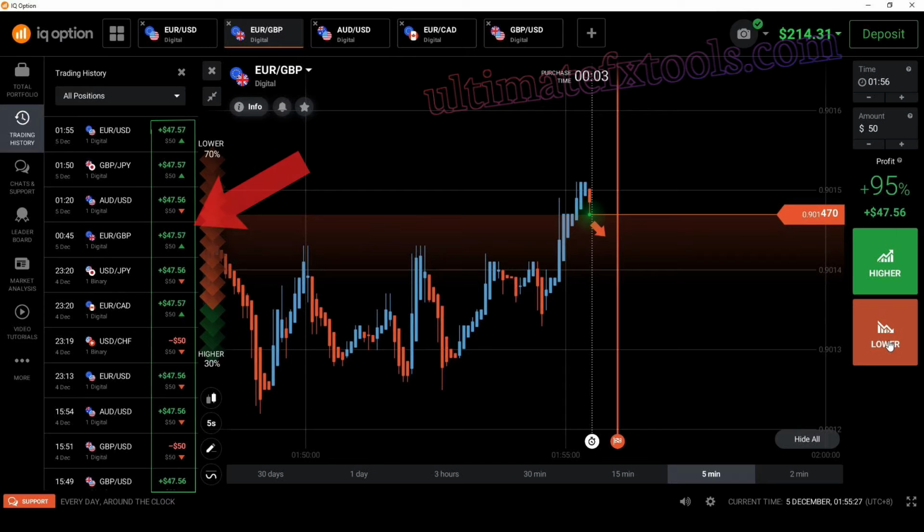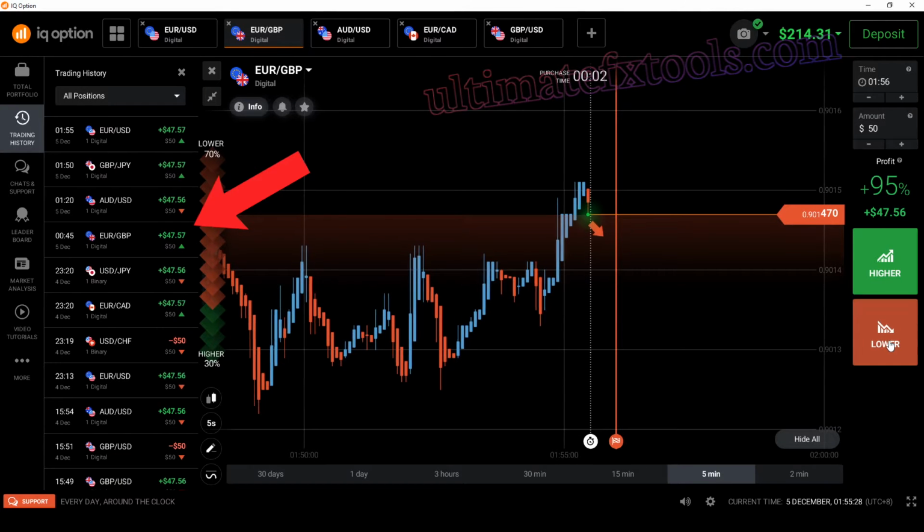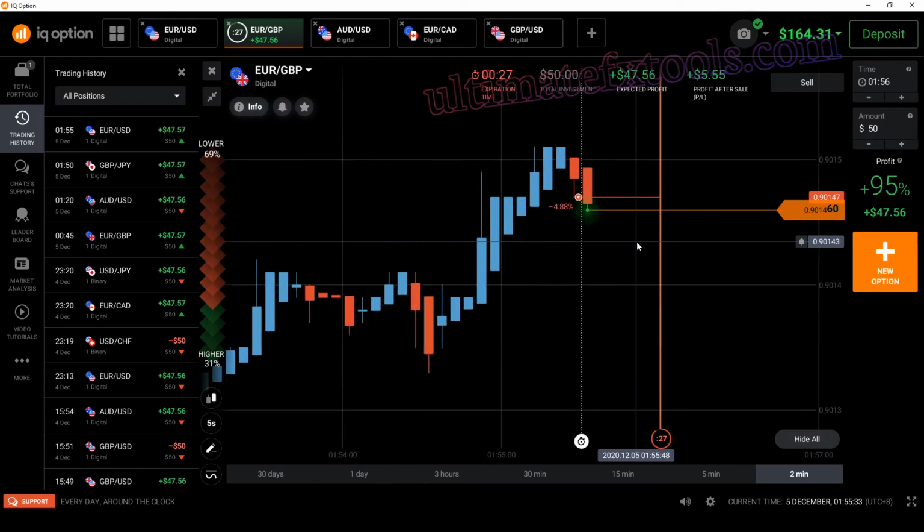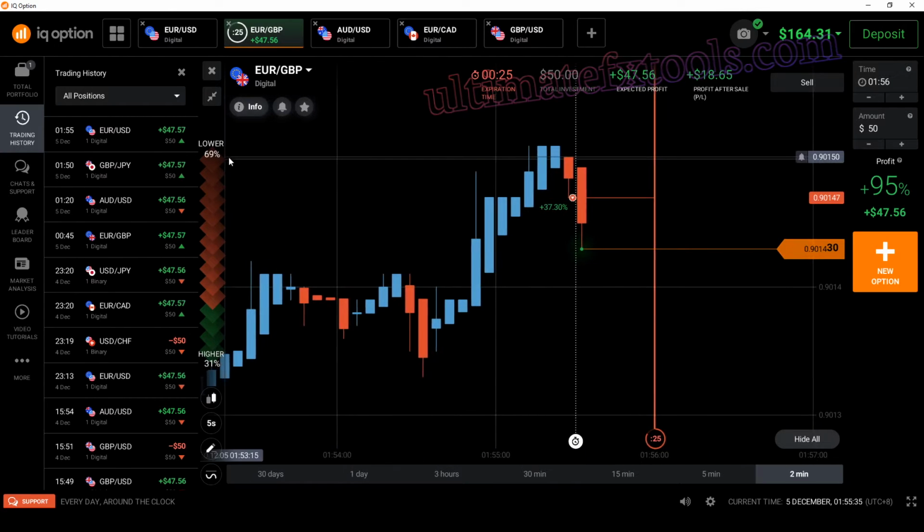Look at my previous trades, with almost 70 to 80% winning percentage. Let's start trading, and use our strategy. If you can see, the pattern is a zigzag pattern with less fluctuations and stable.